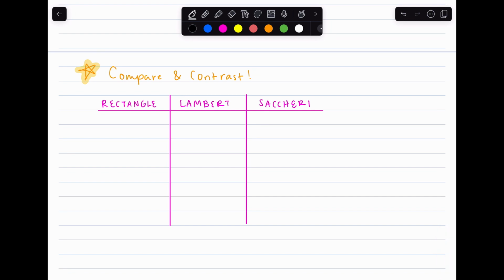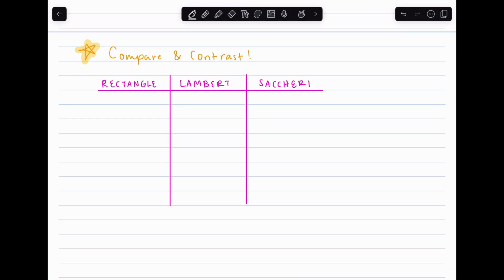Now let's compare and contrast. Let's start with right angles. For a rectangle, as we saw, they have 4 right angles. For Lambert quadrilaterals, we have 3 right angles. And for Saccheri, we have 2 right angles. Seems easy enough to remember.